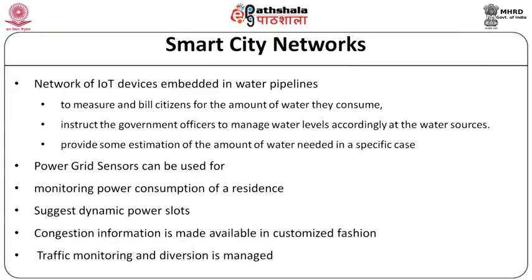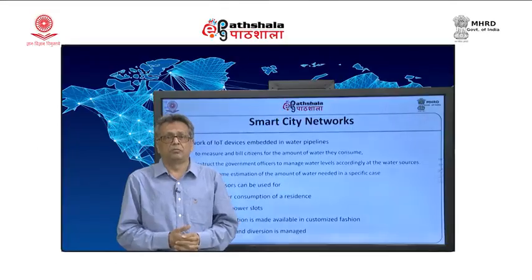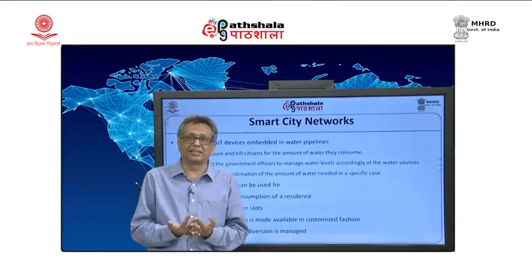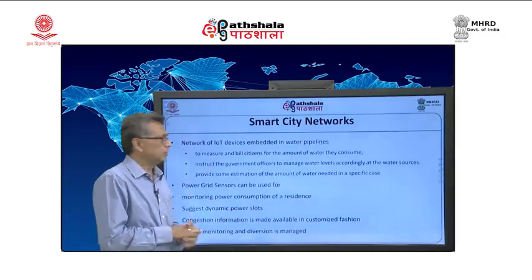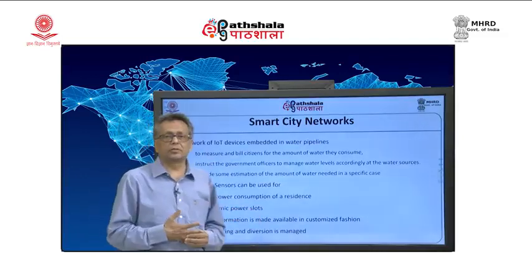Smart city networks are the next category of networks that I would like to talk about. That is basically a network of IoT devices embedded in, for example, water pipelines. What is the advantage of having this? It can measure and bill citizens for the amount of water they consume. Now, this is something which many people wanted, but it has never been practical, but it is possible with a smart city.